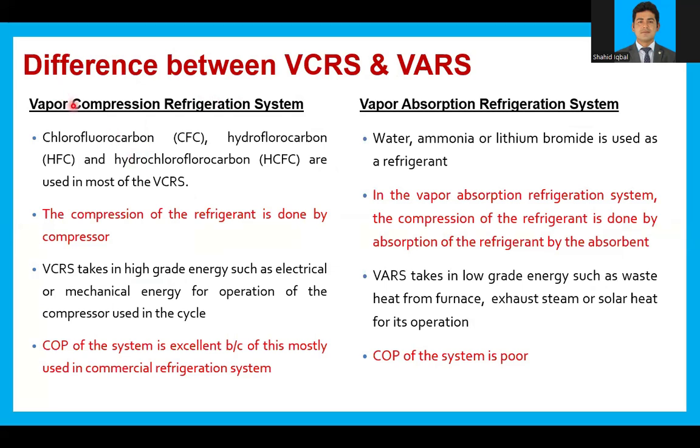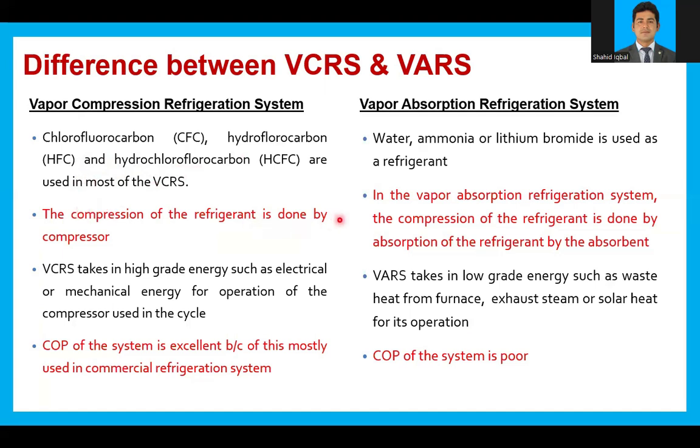As we can see, there is the word compression. The main difference between the vapor compression and vapor absorption systems is the presence of a compressor in the cycle. As I have already told you, the primary refrigerants are used for vapor compression refrigeration, and the secondary refrigerants are used for vapor absorption refrigeration systems. CFCs, HCFCs, and HFCs are used for vapor compression refrigeration systems.